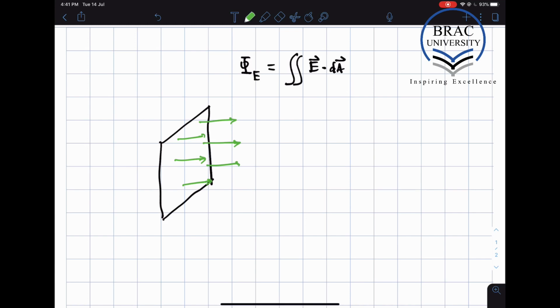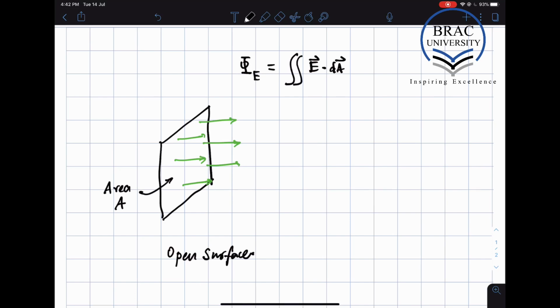This rectangular surface has an area A. So the area of this surface is A. And this is an example of what I would call an open surface. With an open surface, you can associate a vector to it.